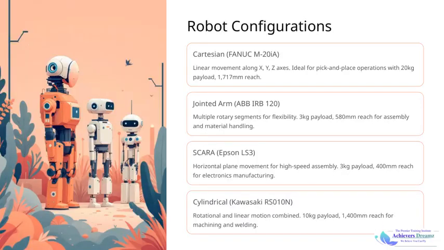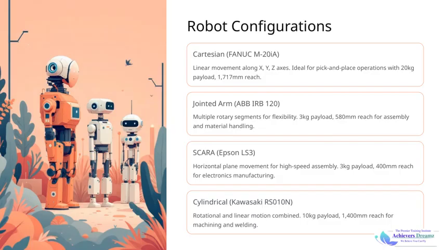Let's take a closer look at some common robot configurations. First up is the Cartesian robot. Like the FANUC M20IA, this type moves linearly along the X, Y, and Z axes, making it perfect for pick-and-place tasks. It can handle a payload of 20 kilograms and has a reach of about 1,717 millimeters. Its straightforward movement simplifies programming and precision, especially in repetitive tasks.